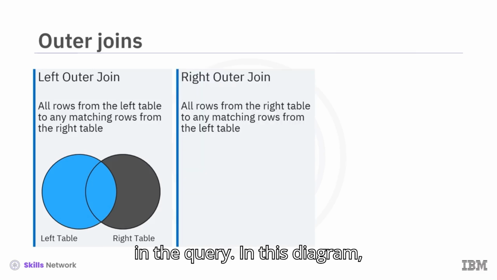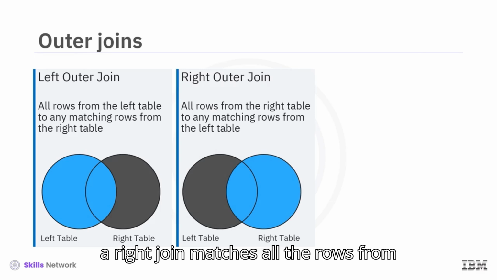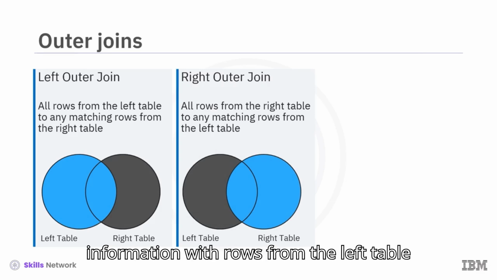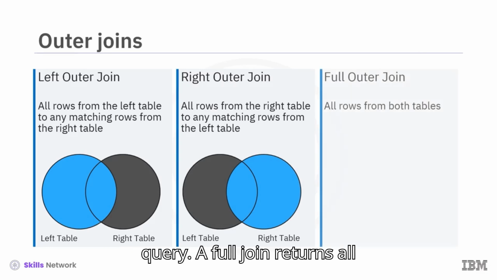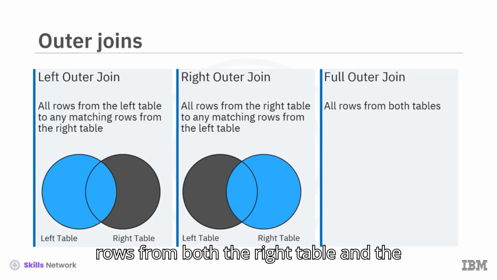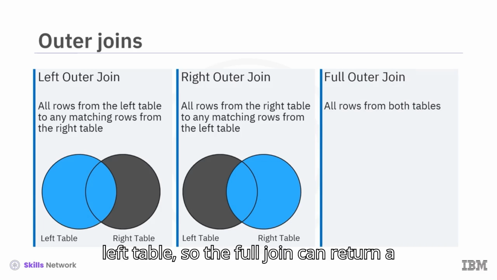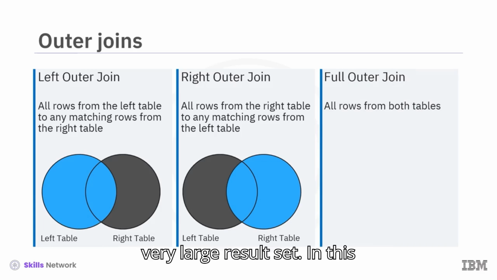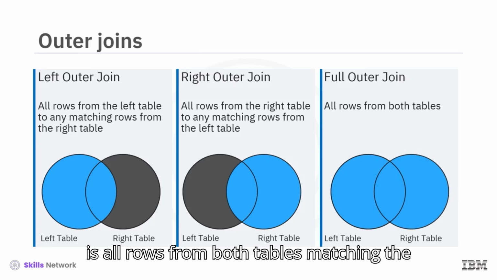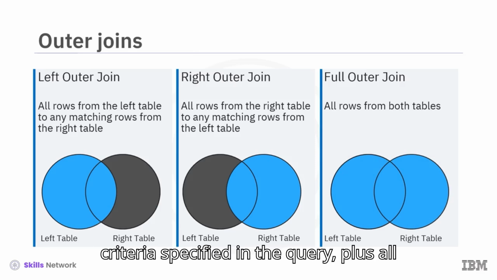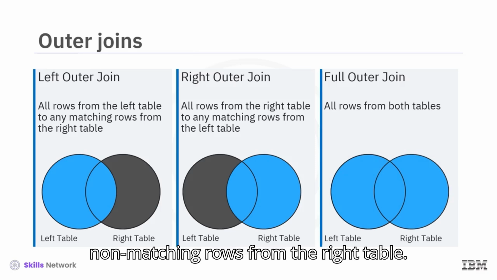In this diagram, a right join matches all the rows from the right table and combines the information with rows from the left table that match the criteria specified in the query. A full join returns all rows from both the right table and the left table, so the full join can return a very large result set. In this diagram, the result set of a right join is all rows from both tables matching the criteria specified in the query, plus all non-matching rows from the right table.